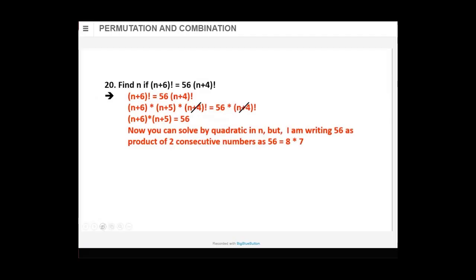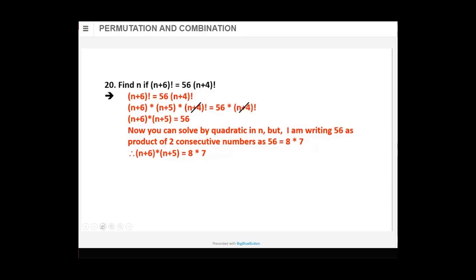I am writing 56 as a product of two consecutive numbers. कैसा लिखने का 56? My method, or this method I'm showing, is an easier method. Don't go for quadratic equation. Don't say that n square plus 11n plus whatever it comes to. What you should do is make 56 in such a way that it comes to multiplication of two consecutive numbers. So it is 8 multiplied by 7. So therefore n plus 6 multiplied by n plus 5 is equal to 8 into 7.